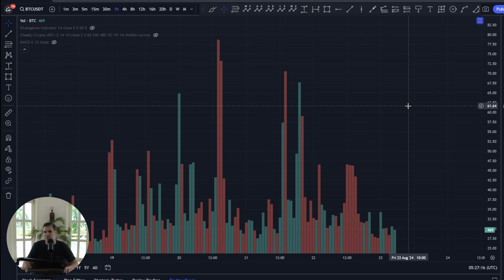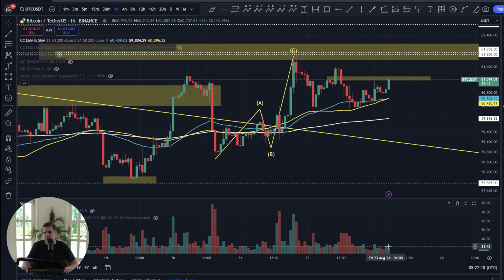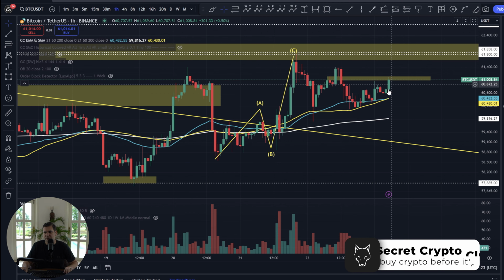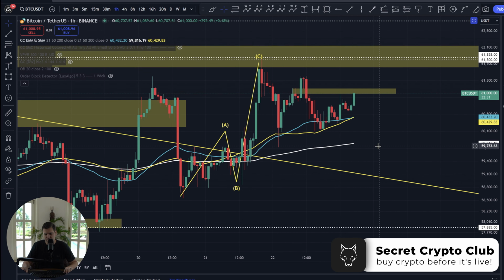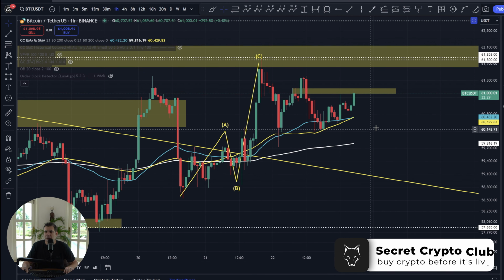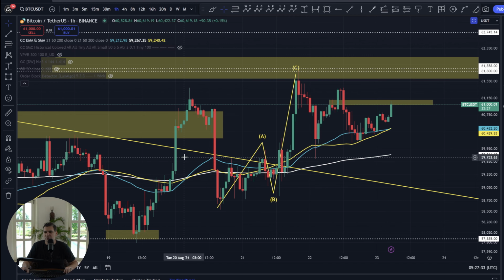Volume wise, volumes are of course decreasing even as we push up here, so it shows weakness in this move, with overlapping candlesticks as well. So I expect rejection and a bit of a move to the downside. The 1 hour time frame is looking a little bit on the bearish side.